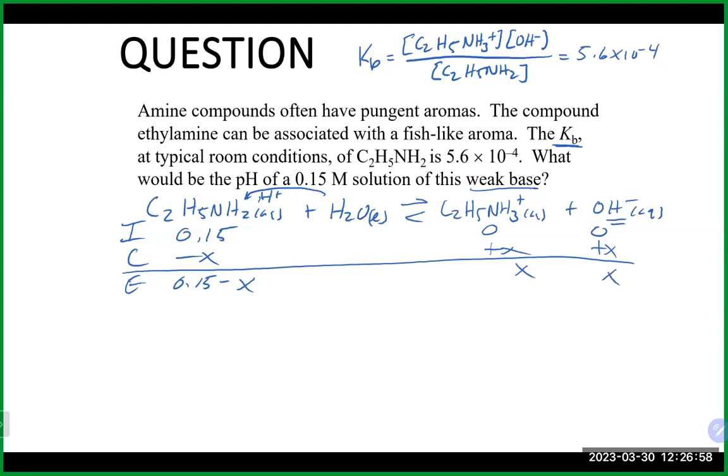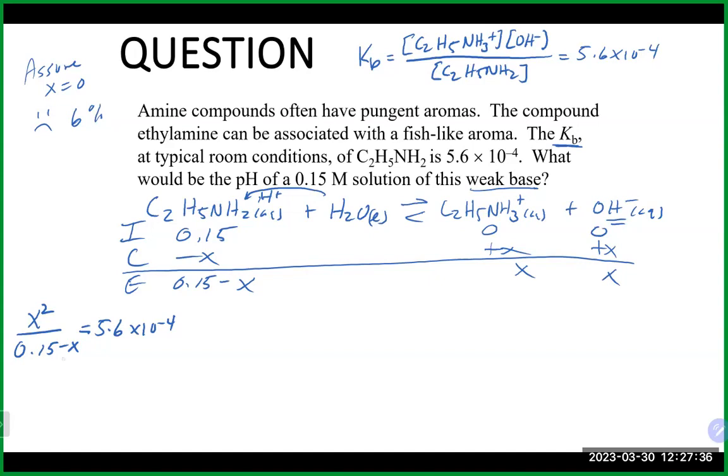So again, here, we're just going to do our normal process. We're going to put that into our Kb expression, and that will get us x squared divided by 0.15 minus x equals 5.6 times 10 to the minus 4. You could assume that x is equal to 0. Is it a good assumption in this case? It is not. It's a bad assumption. It's above 6%, I think, as well. So once again, double check that you do check your assumption.